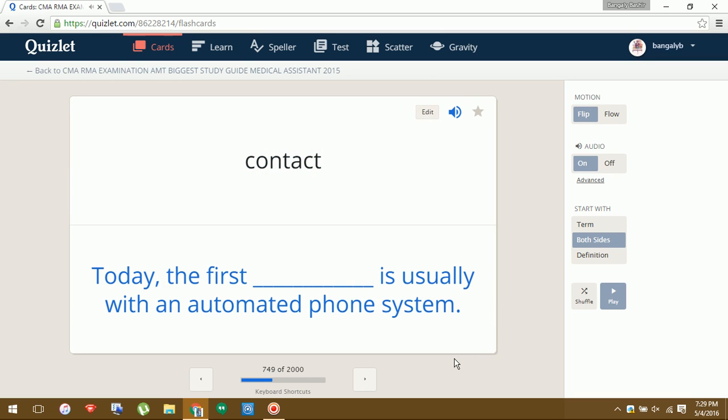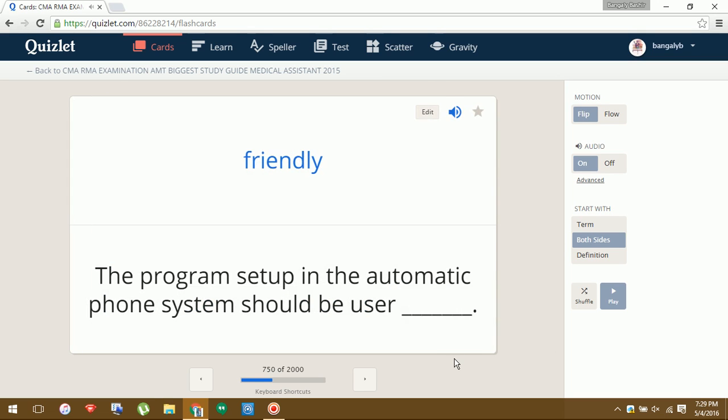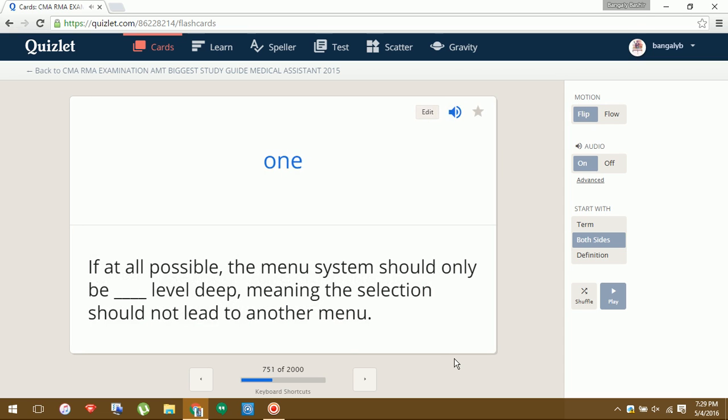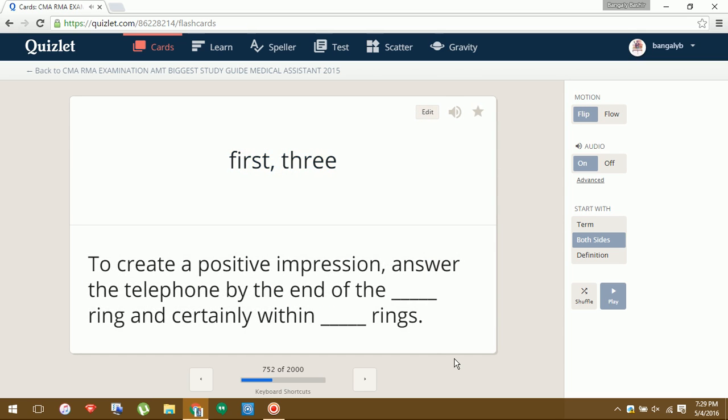Today, the first contact is usually with an automated phone system. Friendly. The program set up in the automatic phone system should be user friendly. 1. If at all possible, the menu system should only be one level deep, meaning the selection should not lead to another menu. First 3. To create a positive impression, answer the telephone by the end of the third ring and certainly within five rings.